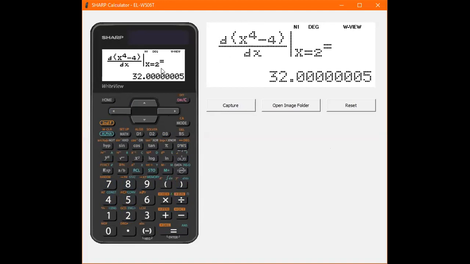Now you'll see that it's got a decimal point 5, and that's because it doesn't do it as a differential rule. It uses the Newtonian method, which basically approximates the answer, which is why you get that. So if you did it by hand, you would see it would be 4x to the power of 3, and then you would substitute in 2, which would just give you 32.